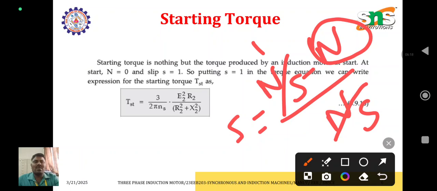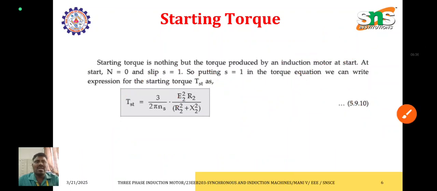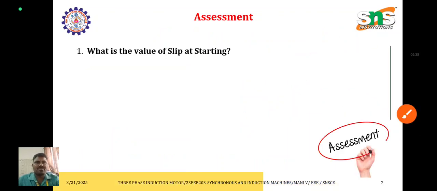So by substituting the value of S, we get the starting torque. Instead of S, it will be substituted as 1, so S will be eliminated because S is 1. So we get the starting torque. This is the starting torque of an induction machine.